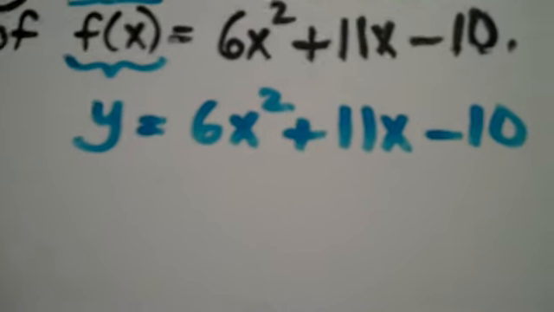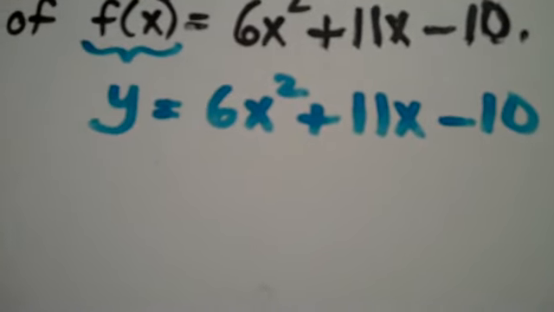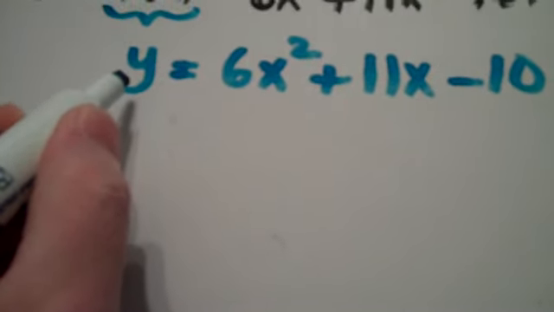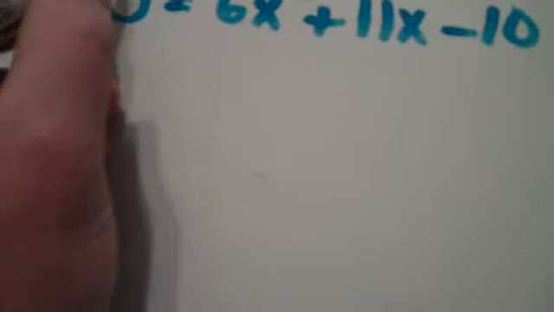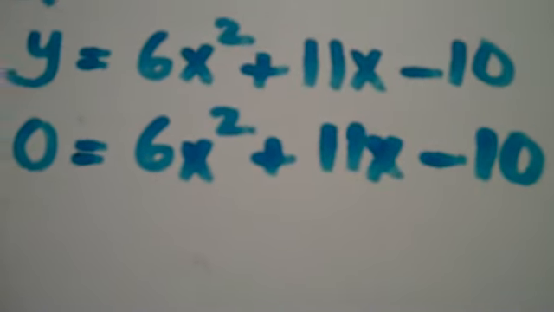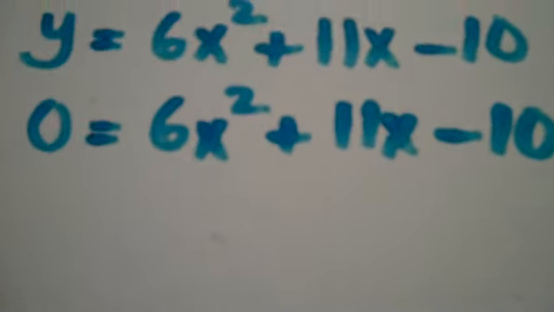So, if I ask you to find the zeros of a function, I want to know what x values make y equal to 0. So in other words, y, which is also f of x, becomes 0. And I have to find the x values that make that happen. So doing this algebraically, I've set up this equation, 6x squared plus 11x minus 10 is 0.